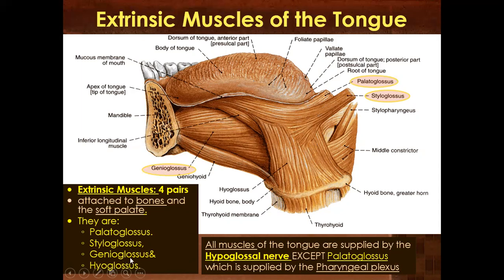Then we have the fourth muscle called the hyoglossus, which is attached to the hyoid bone. This is the hyoid bone here. So the muscles are going up. So these are called the hyoglossus. Depending on the origin and insertion, they are named.